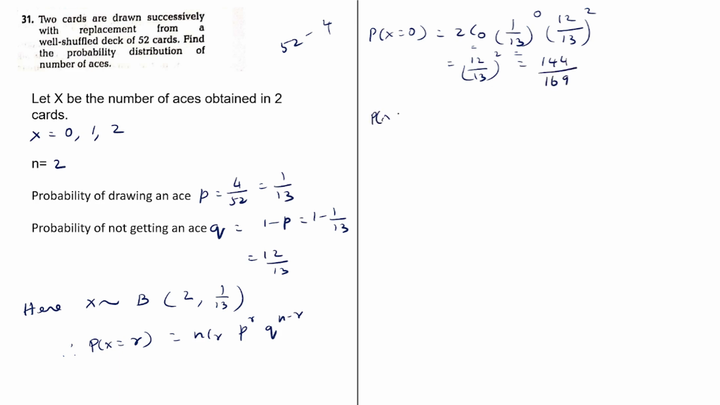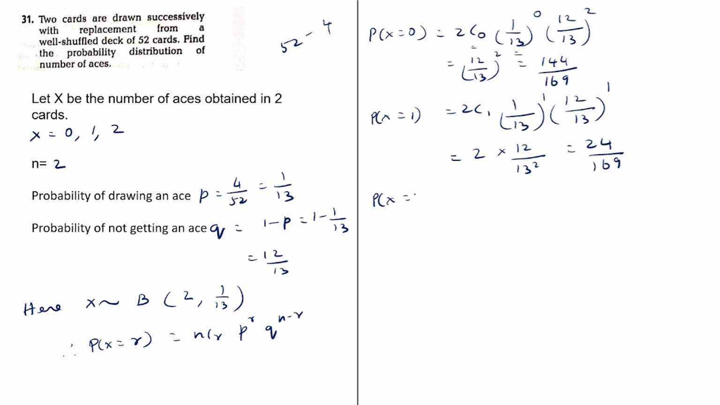Next we have probability of X equal to 1. It is 2C1, 1 by 13 whole raised to 1, then 12 by 13 whole raised to 2 minus 1, which is again 1. So here 2C1 is 2. 2 into 1 by 13 into 12 by 13. So this is 24 by 169.